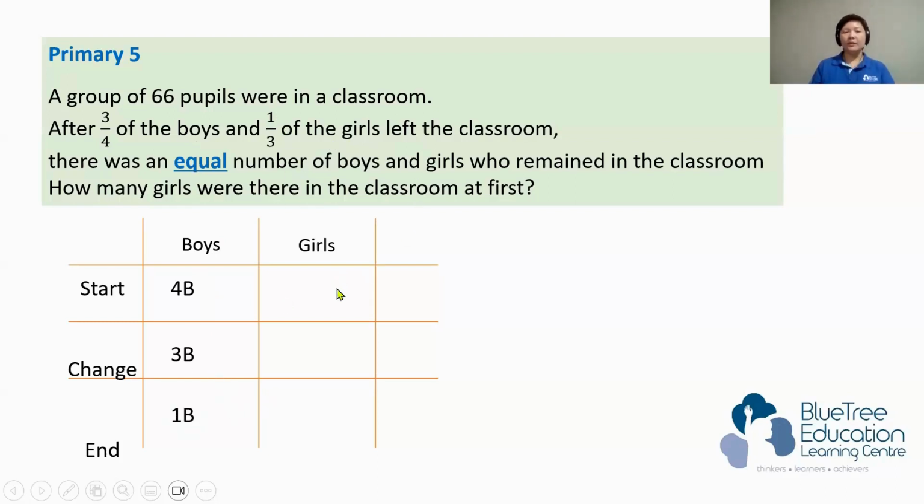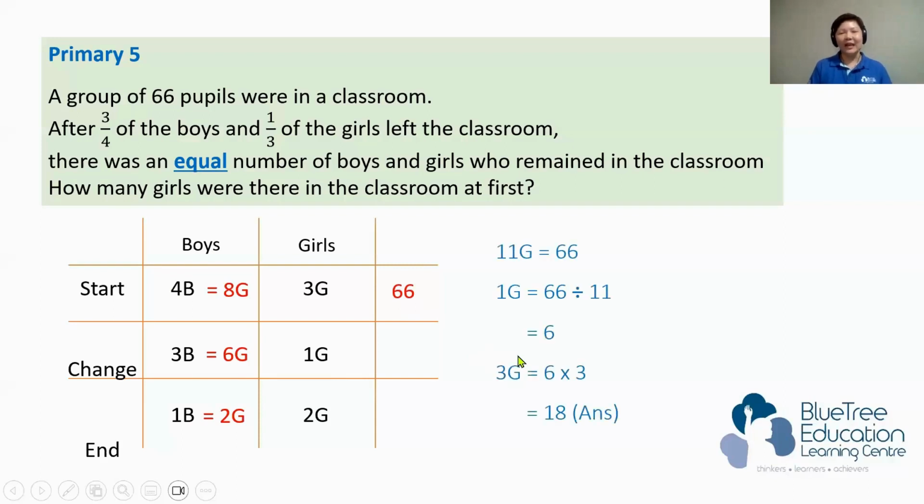1/3 of the girls, that means you start off with 3G girls, 1G left the room, 2G is left behind. So then we know that there's an equal number of boys and girls remaining in the classroom at the back, right? So therefore, the ending at the back here has to be made into 2G units. So this is how we change the units quickly, instead of cutting into so many units, and how are you supposed to count accurately? So you can see it's so efficient. That's how 11G becomes 66.